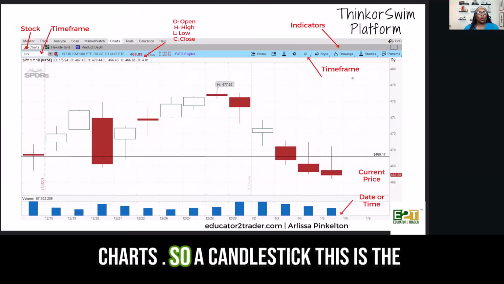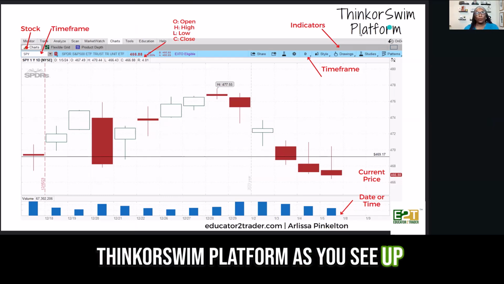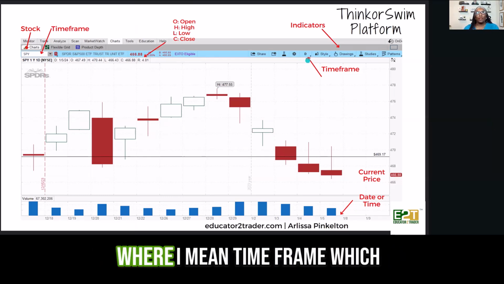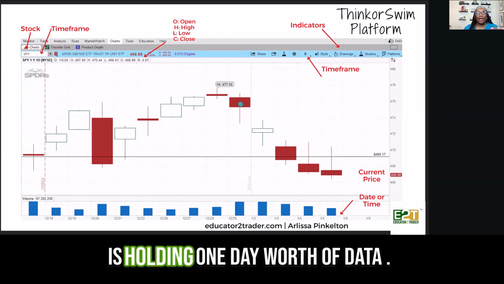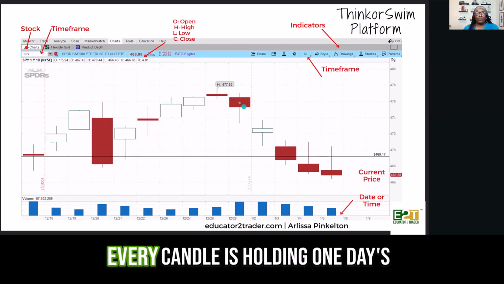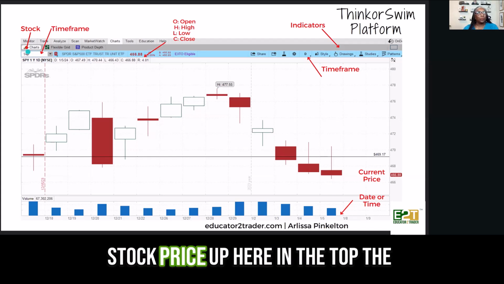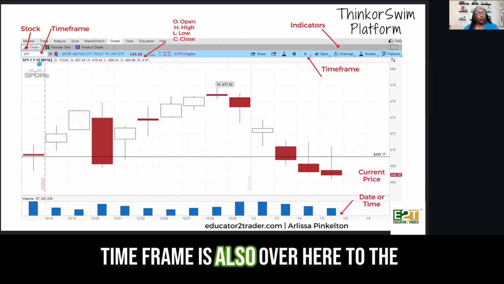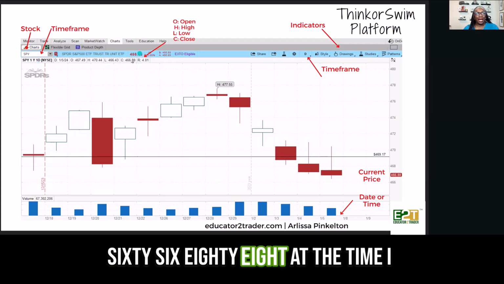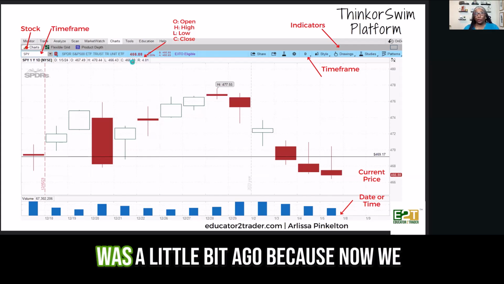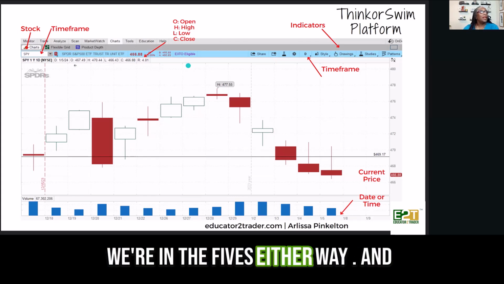Candlesticks and charts. So a candlestick, this is the daily time frame. This is the Thinkorswim platform, as you see up here. This is the daily time frame, which means every candle is holding 1 day's worth of data. You've got your stock price up here at the top. The time frame is also over here to the left. What is the current price? $466.88 at the time I was taking this picture. We know it was a little while ago because now we're in the fives.